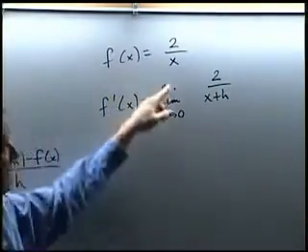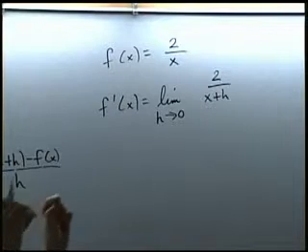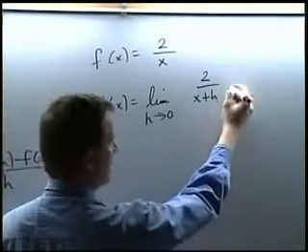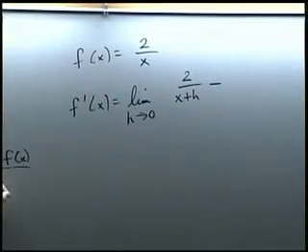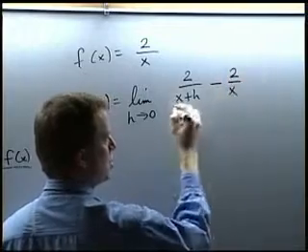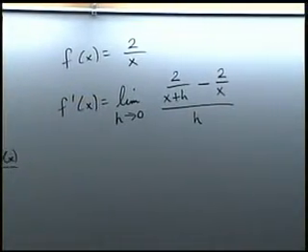Instead of evaluating the function at x, I'm now evaluating it at a number just a little bit to the right of x, at x plus h. Okay. Second part of my definition says to subtract the original function f of x. So I just take minus 2 over x, and then the denominator is just an h.